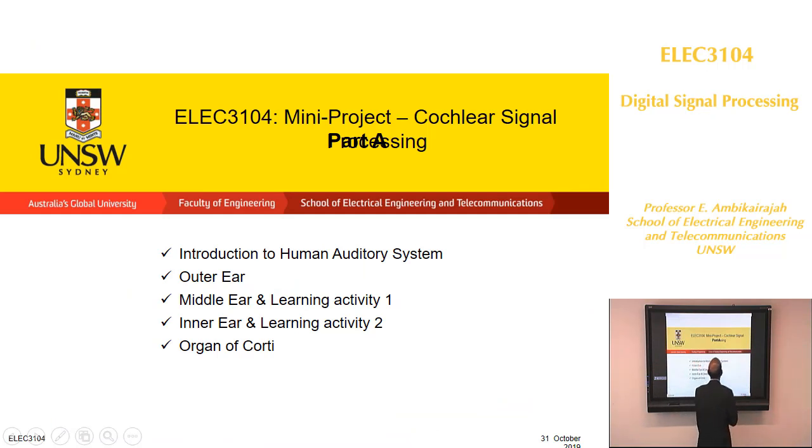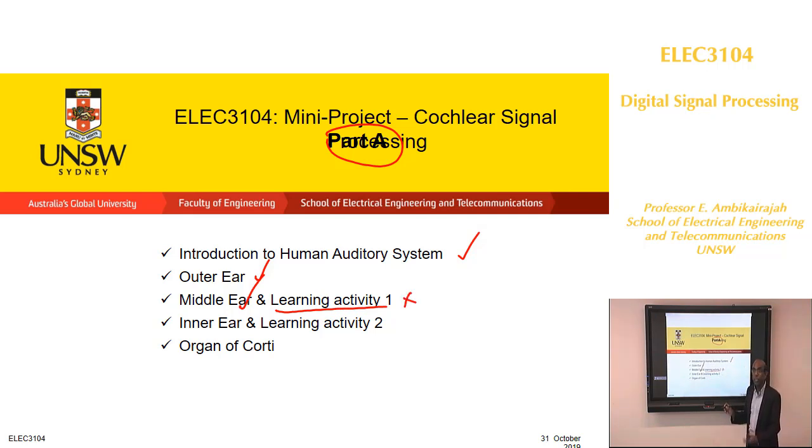Now we look at cochlear signal processing and part A. I'm going to explain the introduction to the human auditory system, and then, as I said to you, what the outer ear and the middle ear are, and a learning activity which you should try out. There's no assessment on the learning activity, but just by doing that you will be able to implement filters afterwards. Then the inner ear, then the organ of Corti, what is the organ of Corti, and all these are filters, these are sensors, they're sensing the signals. Filter output being sensed by hair cells. So I'll go through this now in a minute.